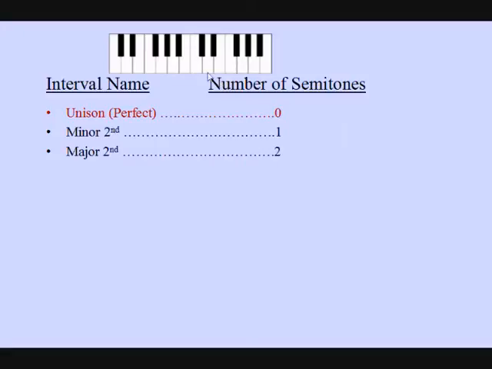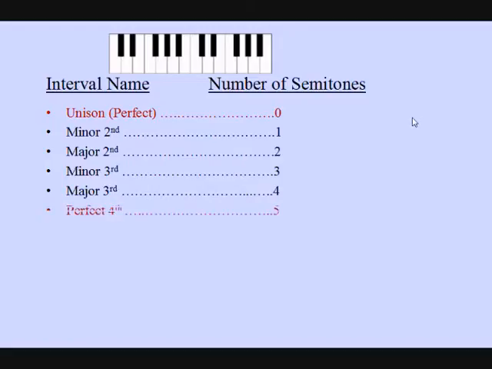If, for example, I go from C to E flat, I count 1, 2, 3. That's 3 semitones. That makes a minor third. If I go from F to A, I count 1, 2, 3, 4 semitones. That makes a major third. If I go, for example, from B to E, I count 1, 2, 3, 4, 5. That makes a perfect fourth.